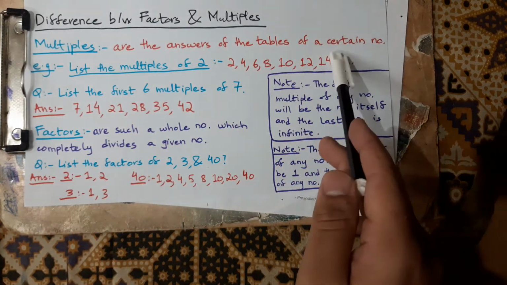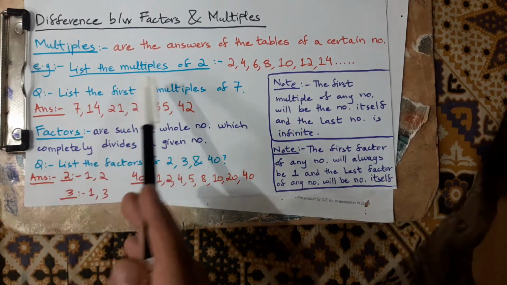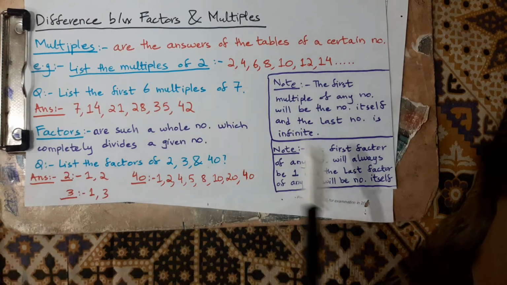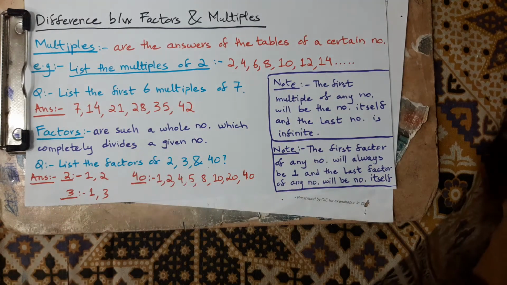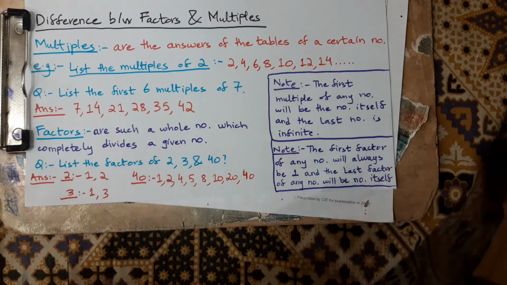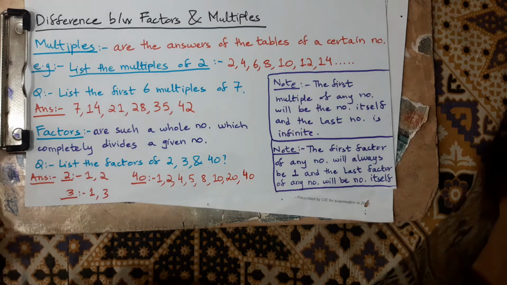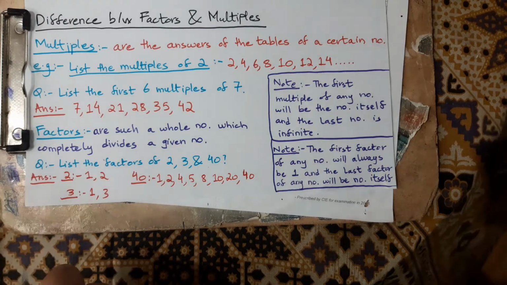Multiples are the answers of the tables of a certain number. For example, list the multiples of 2. What are multiples? Multiples are the answers of the tables of a certain number. For example, you are given a question that you have to list the multiples of 2. Multiples are those numbers which come in any digit's table.